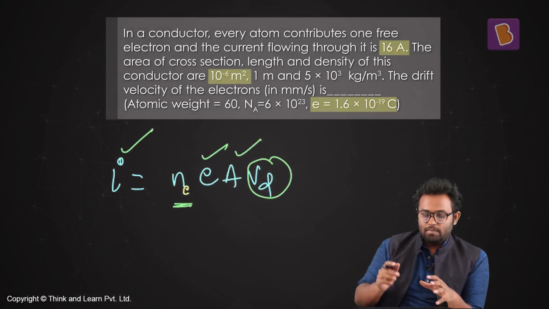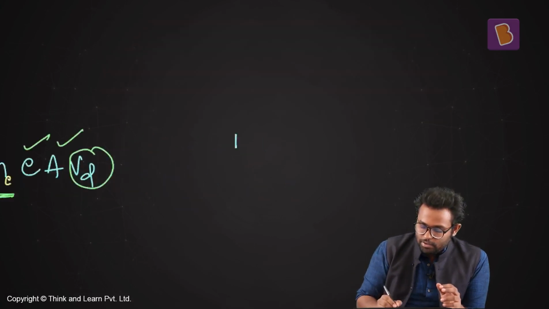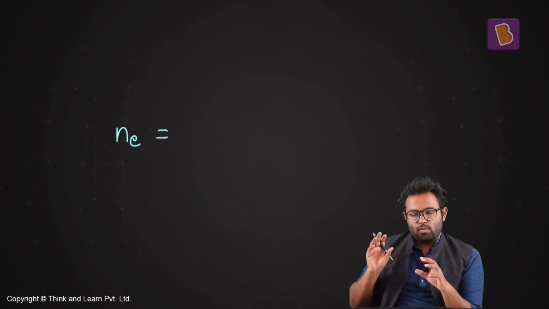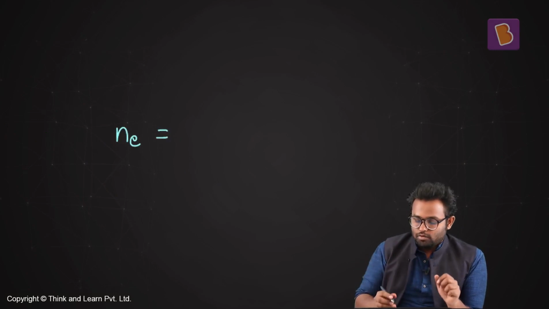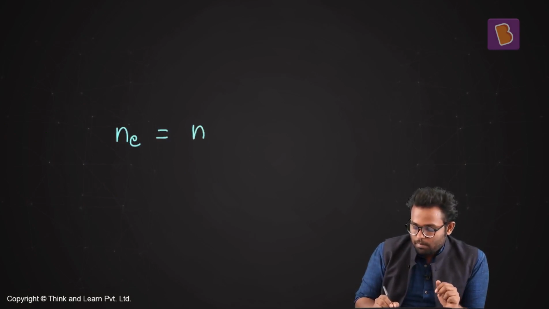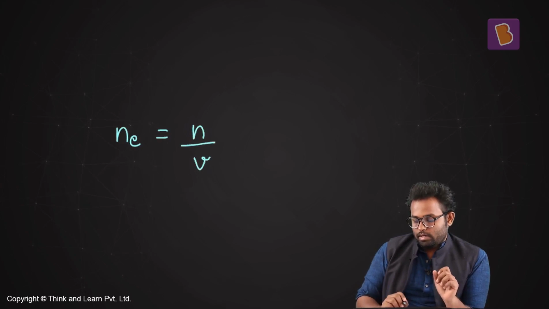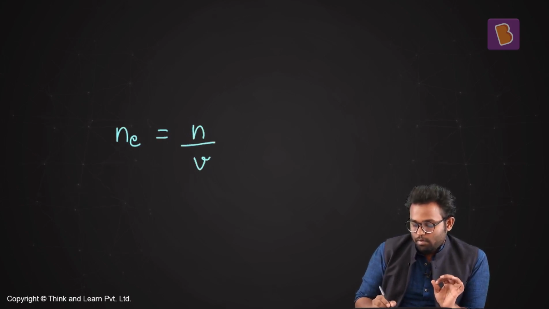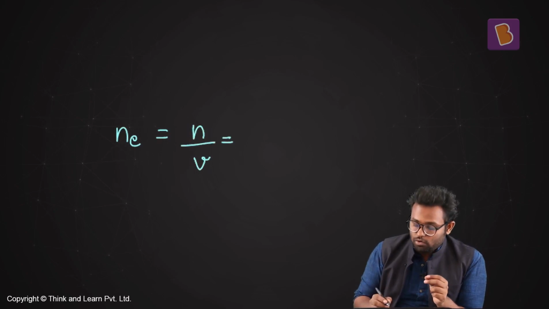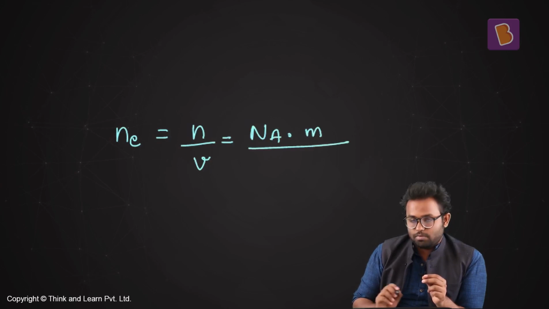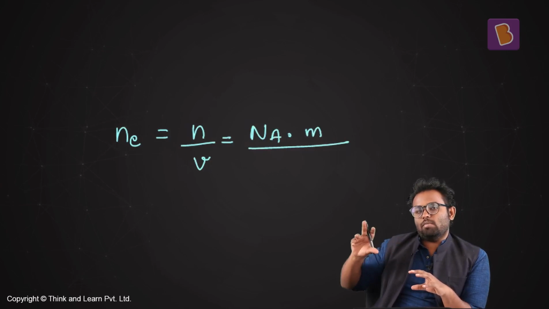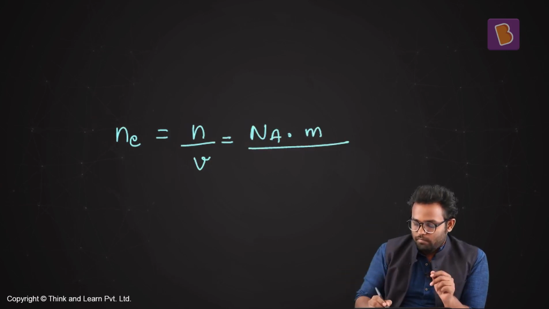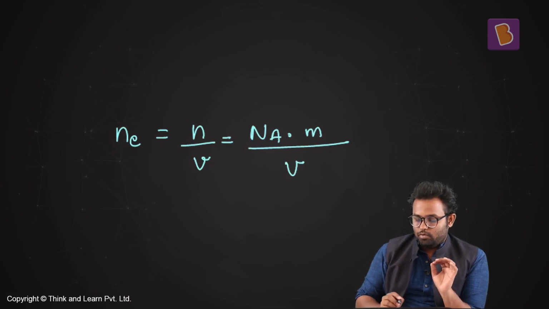What is Ne? Ne, this variable over here, is the number of electrons per unit volume. That's the definition of Ne. So what will be the number of electrons? The number of electrons will be equal to the Avogadro number times the number of moles of electrons. So if there are m moles of electrons, if you multiply that with the Avogadro number, that will give you the total number of electrons, divided by V. This is my value of Ne.